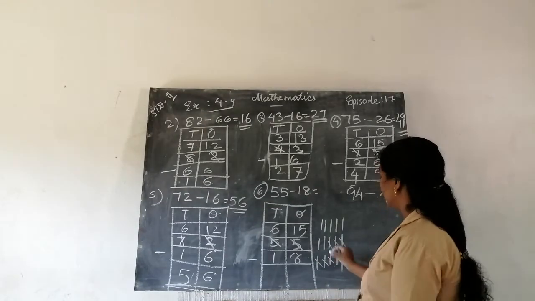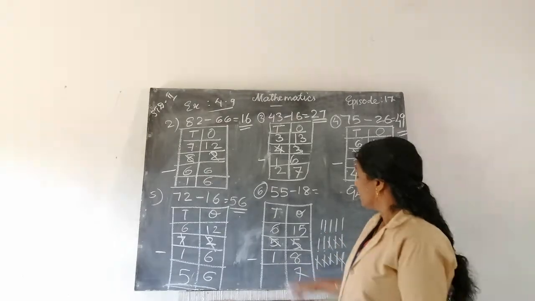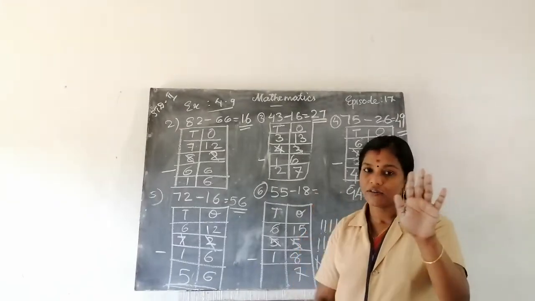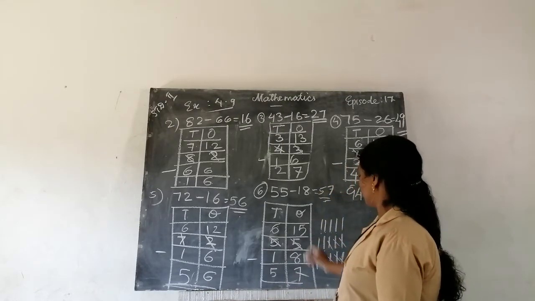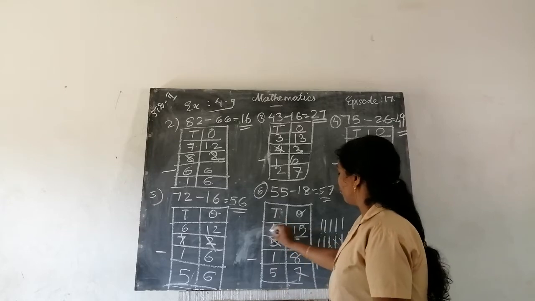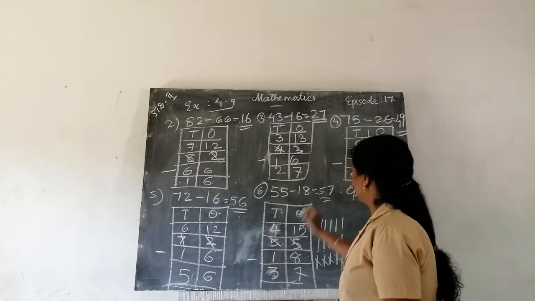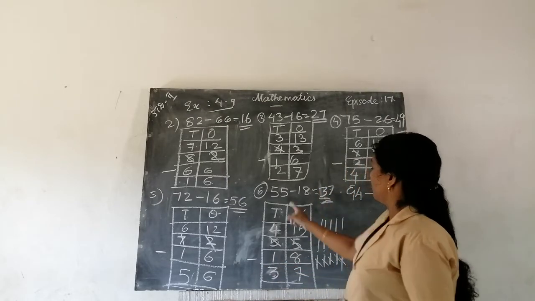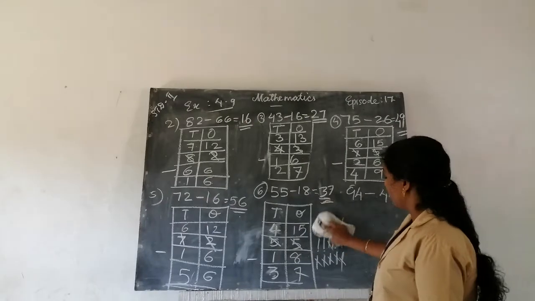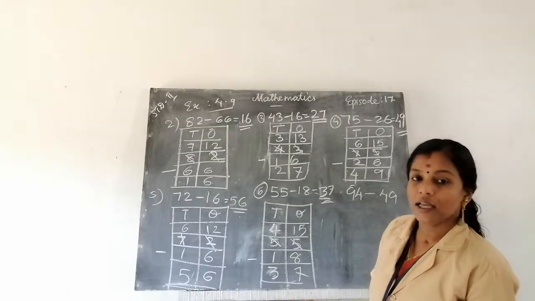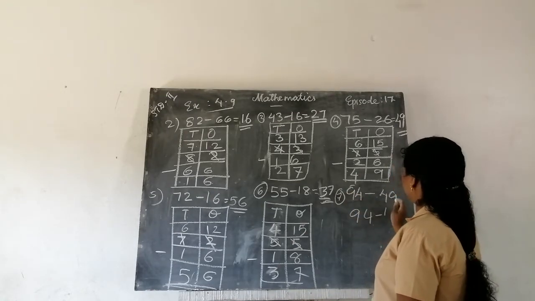The balance remaining, how many are there? 1, 2, 3, 4, 5, 6, 7. So you write here 7. Okay, right? Then 4 minus 1 is 3. So 55 minus 18 is equal to 37. Okay, understand? So now the next, the last one, is 94 minus 49.